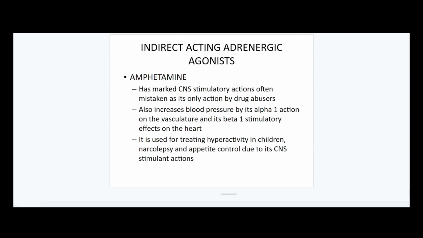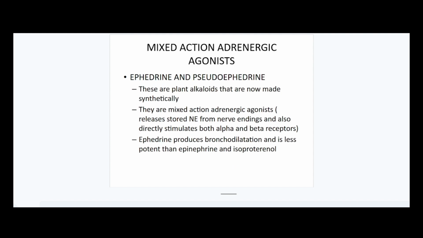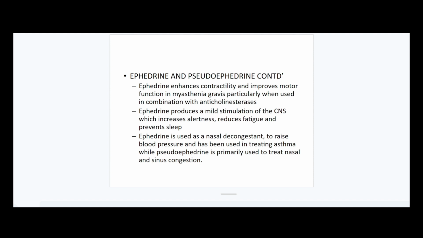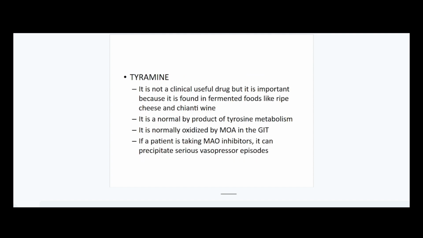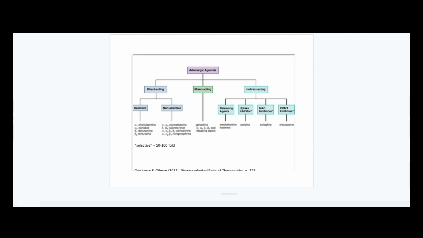And we have the indirect acting adrenergic agonists, which are the amphetamines. You can look at the uses of amphetamines. We have tyramine, and we have cocaine. And we have the mixed action drugs, which are ephedrine and pseudoephedrine. They can bind to both alpha or beta receptors. You can look at what they are used for, but they are not necessarily used because of their serious side effects. So the summary of everything I'm going to talk about is actually what is here.